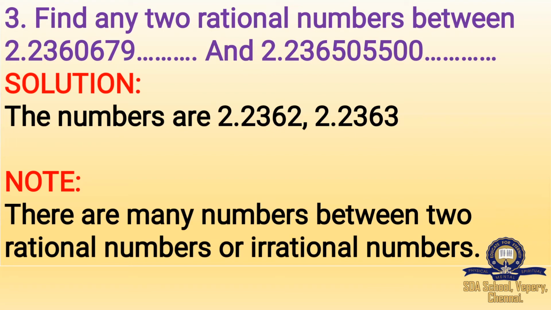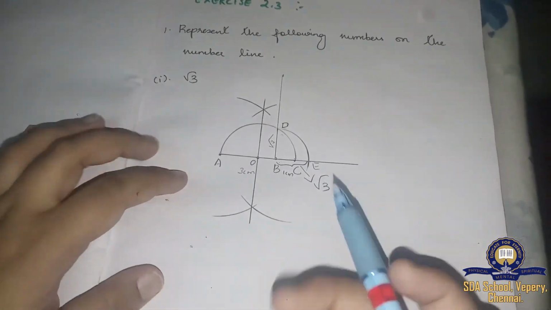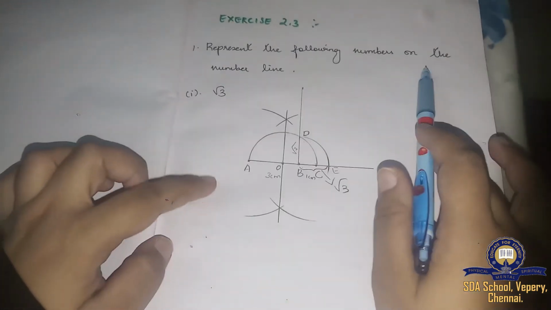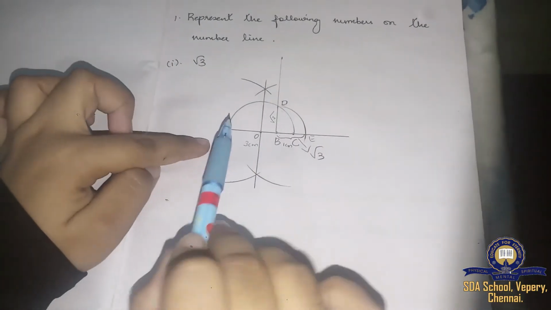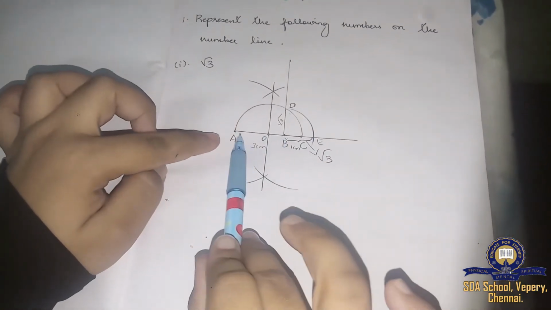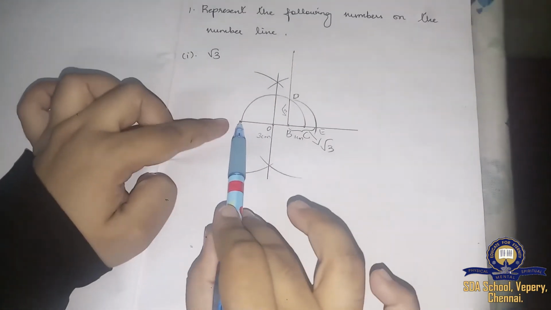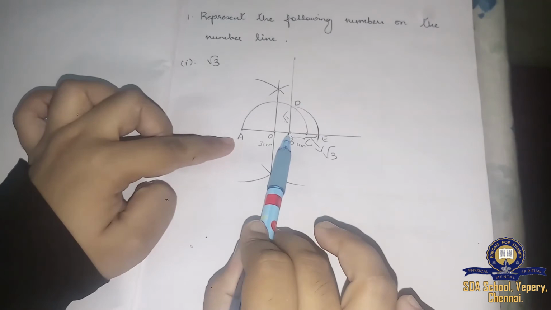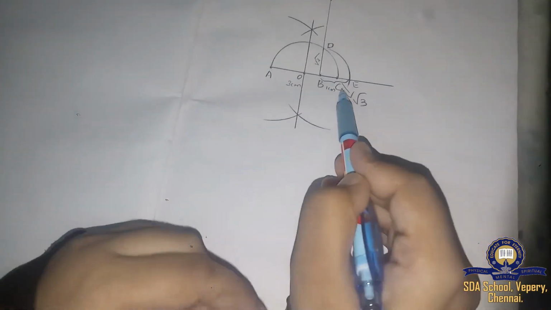Okay, students. Now let us do a quick review, okay? So how do we represent the following numbers on a number line? See, for example, root 3. Step 1, first of all, draw a line, okay? Draw a line with any measurement. Then mark from A to B 3 centimeter. And then step 2, measure 1 centimeter and mark the point C in it, okay?